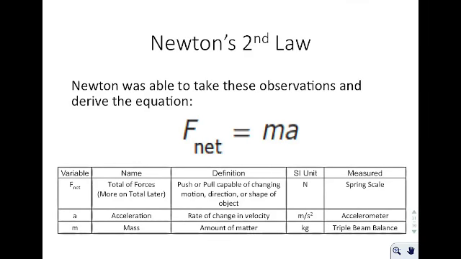So we can combine those two, and we can get Newton's second law of motion. Newton was able to take these observations and get the equation F net equals ma.